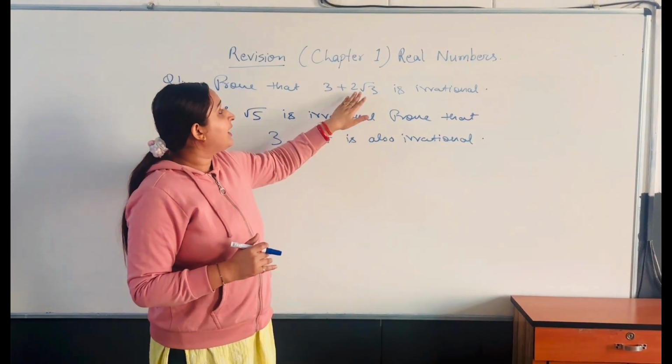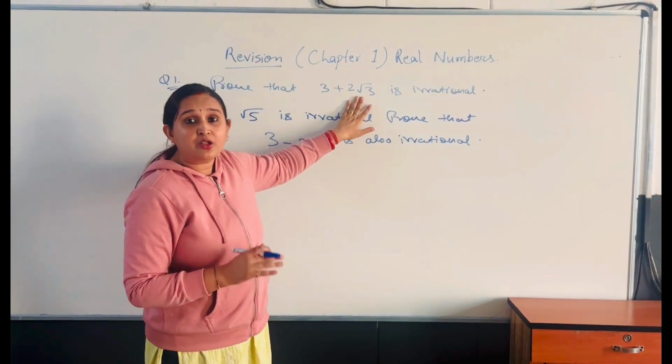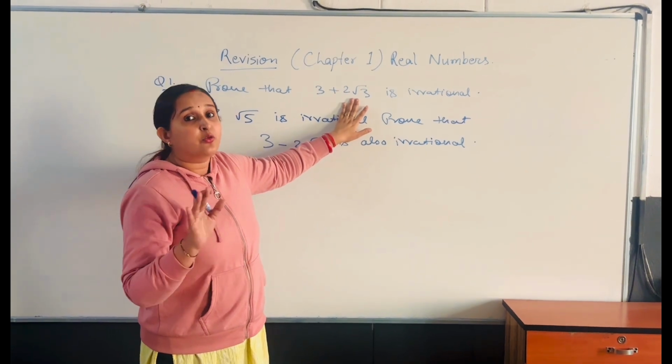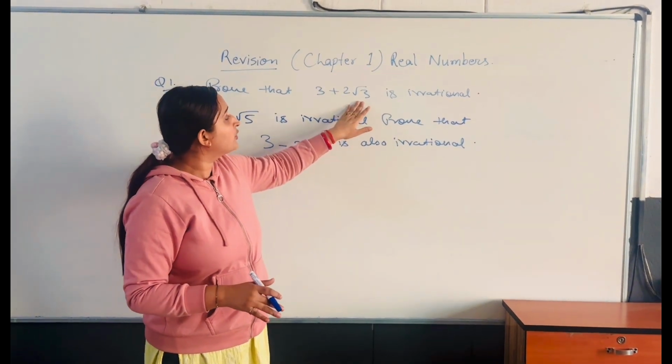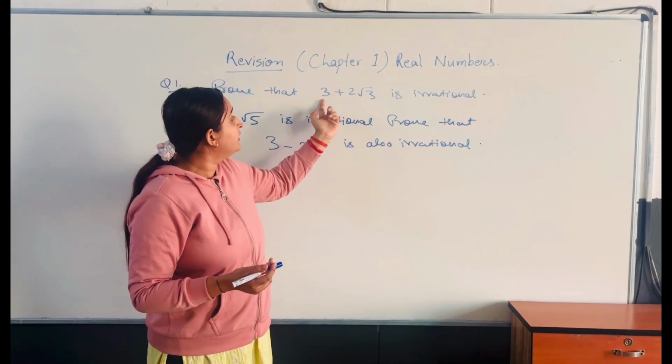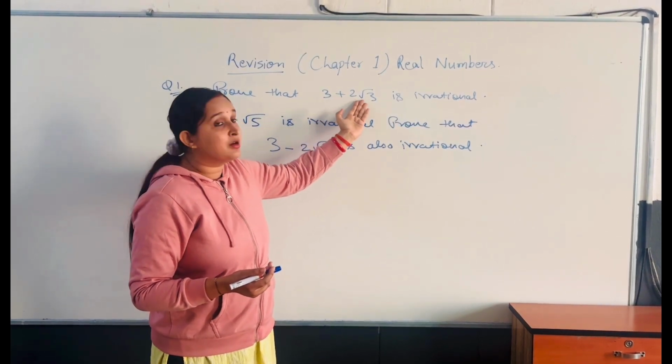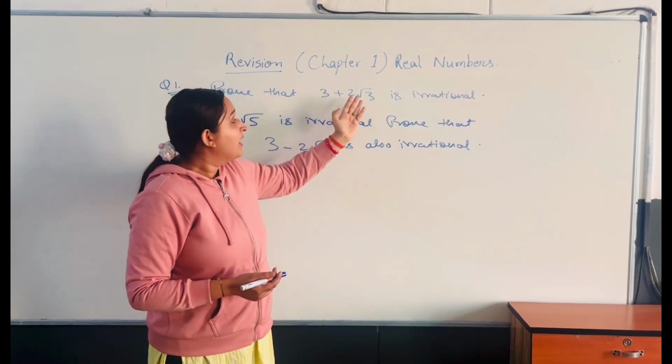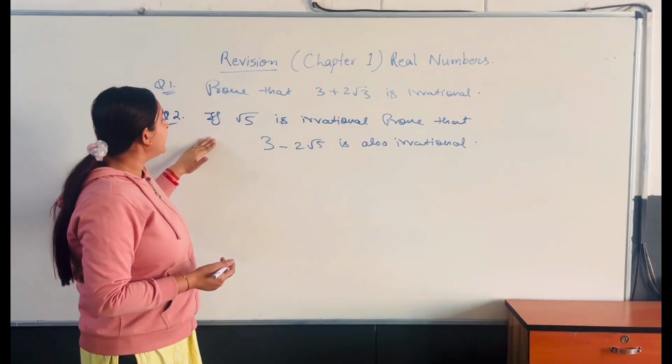Please note here that root 3 is irrational is not given in the question. So first you have to prove that root 3 is irrational, and after that you need to prove the rest of the terms in the given expression. Now let's move to the second question.